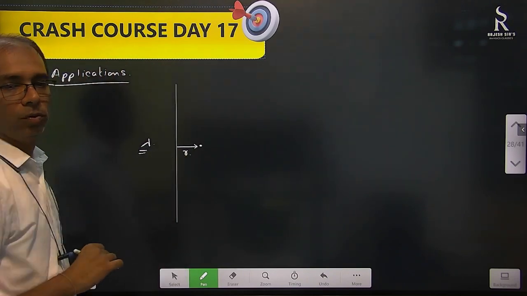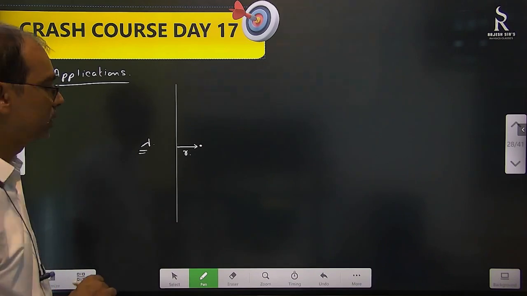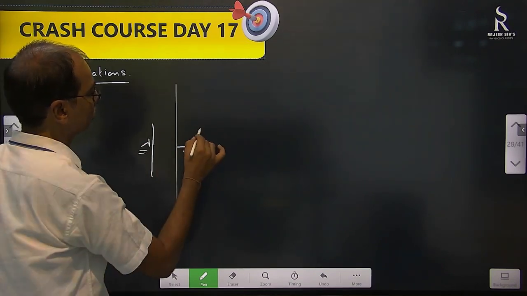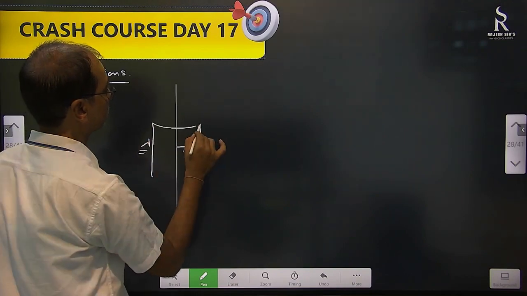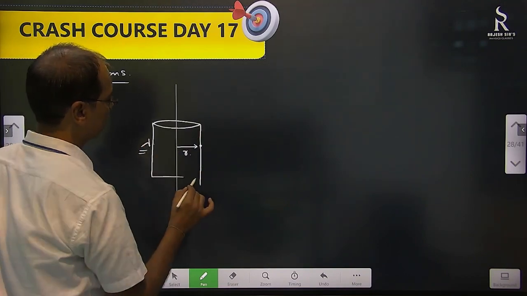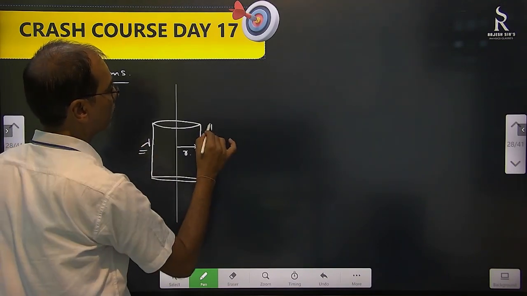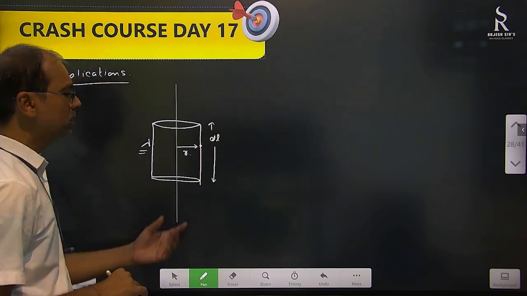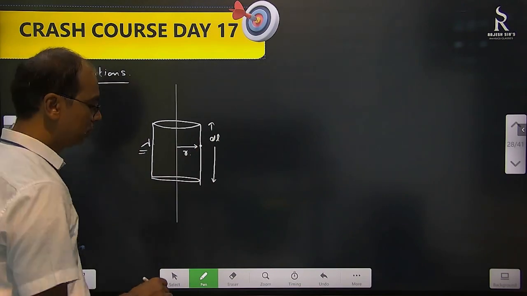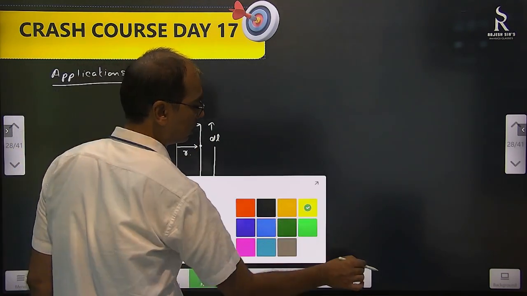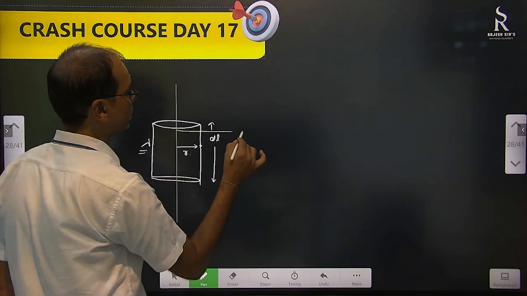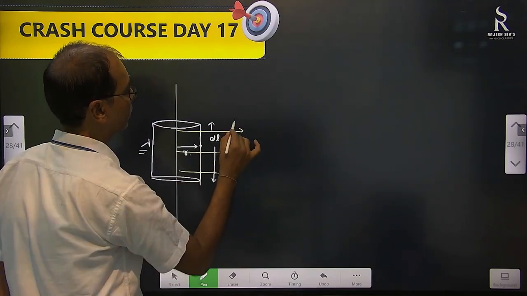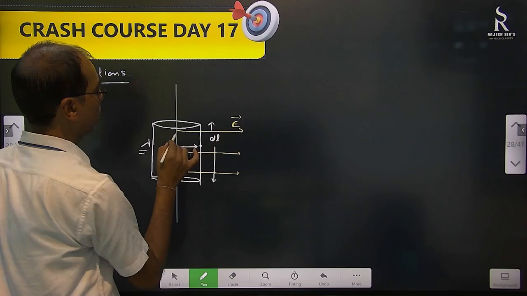Then what do we have to do? We have to make a Gaussian surface. What Gaussian surface do we make? A cylinder. A small Gaussian surface, such that its length is dl. So this is the Gaussian surface. And how is the electric field because of this wire? This wire's electric field is like this. This side also.